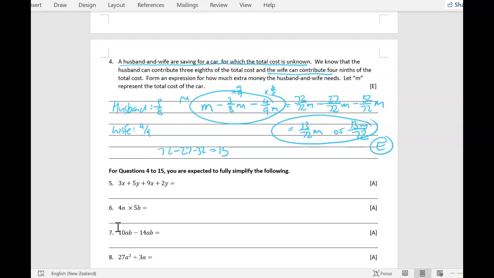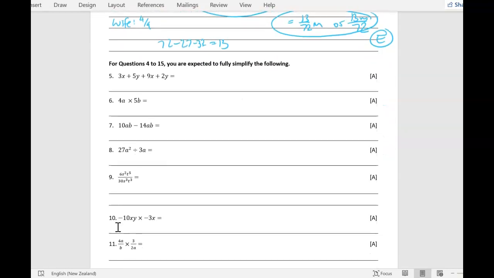So well done to the few of us who got that. Really tricky question in hindsight, but when you step through the maths, it's actually not that bad. But it is very, very tricky when you're just reading the question for the first time. Okay, so we've done question 4. Let's have a look at question 5.